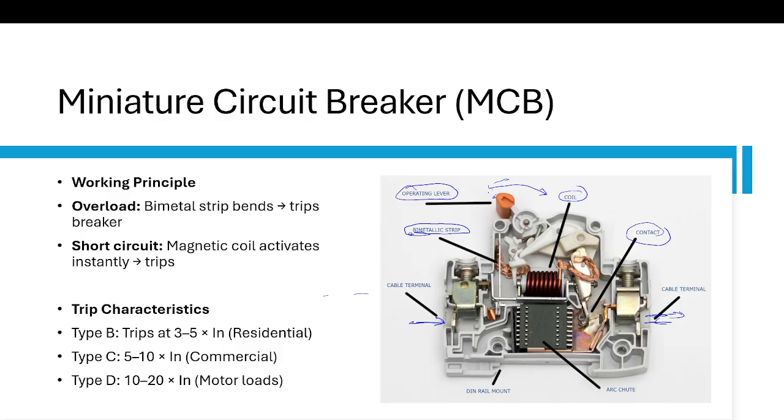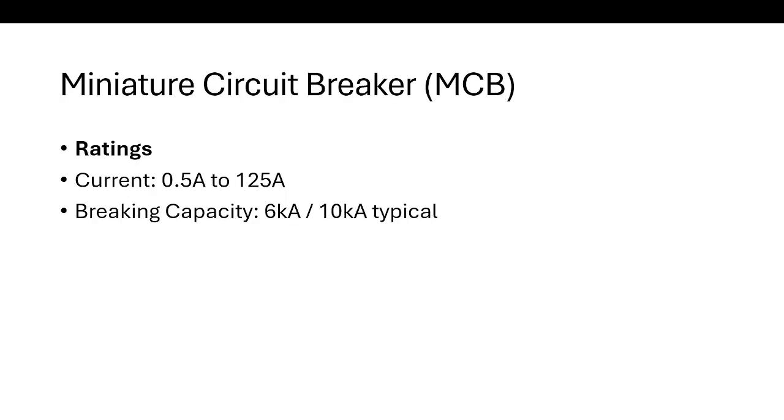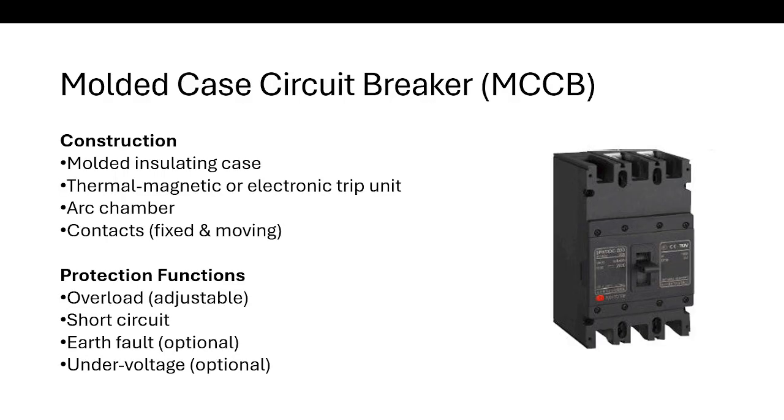This is a manual mechanism, and we have to switch it on manually. Now for higher ratings, generally we use up to 100 ampere or 125 ampere MCB. For higher ratings, we use the MCCB.